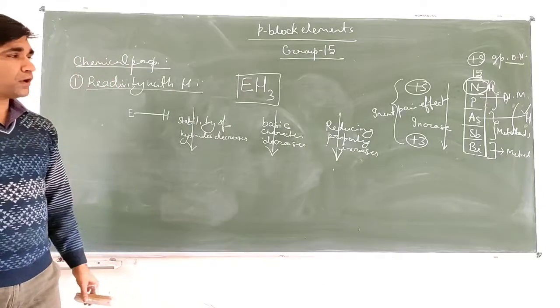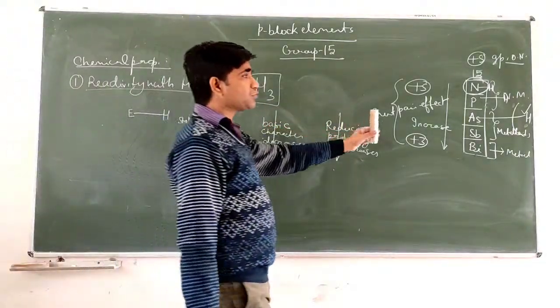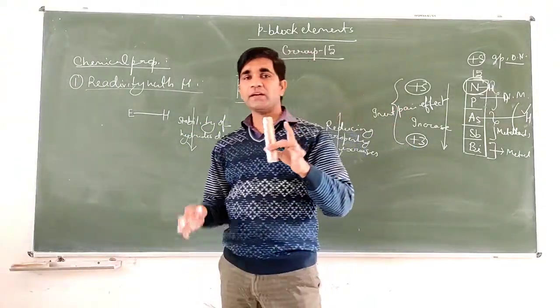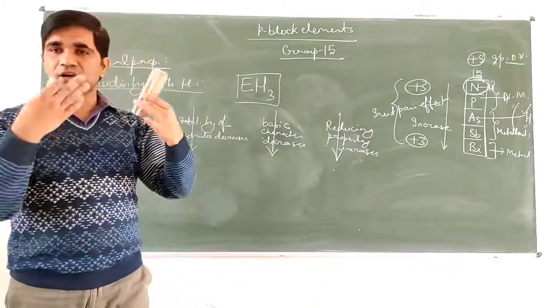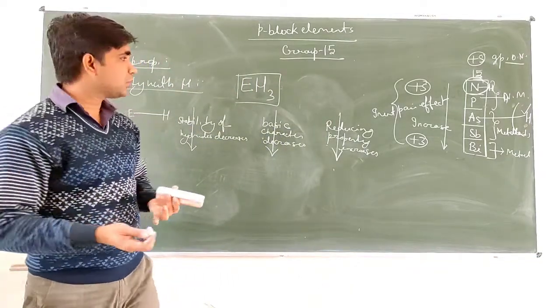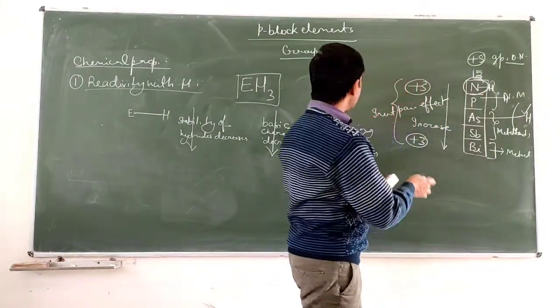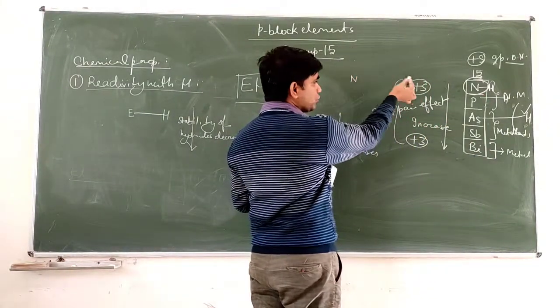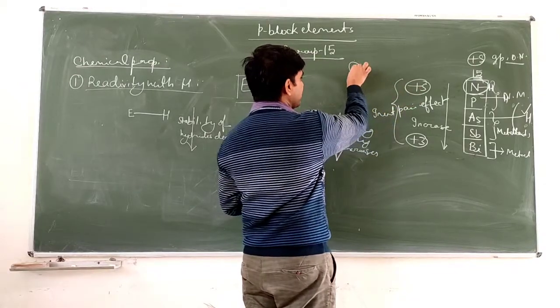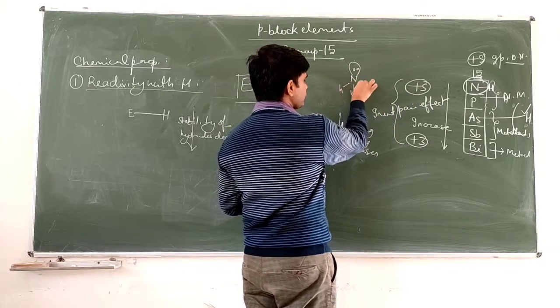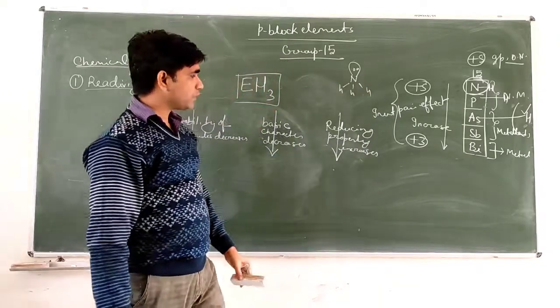Basic character. All these elements have one lone pair of electrons. And in chemistry, a compound which can donate the lone pair is basic in nature. So although a lone pair is present on all the elements, the size of the lone pair differs. Suppose nitrogen hydride, NH3, has a lone pair of electrons.